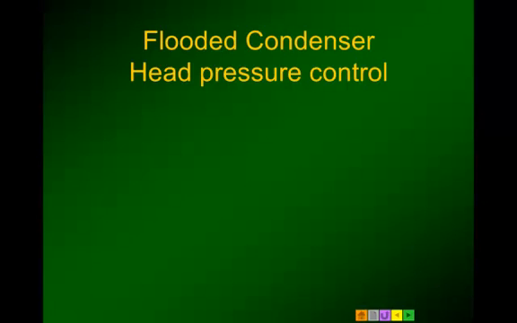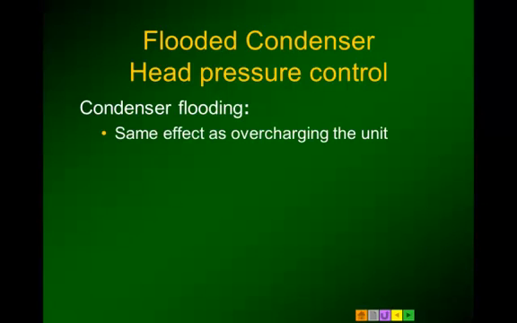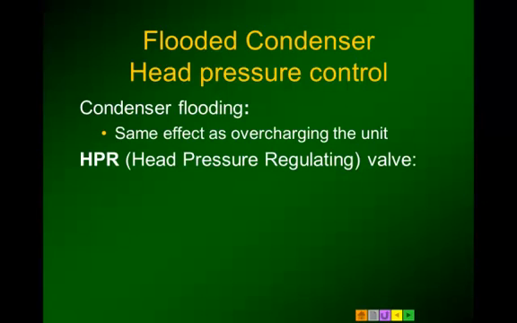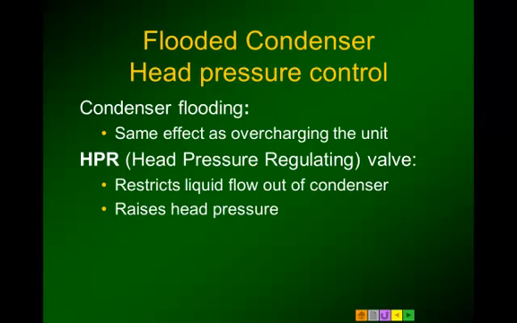The third of three is what is known as a flooded condenser, and it has the same effect as overcharging the unit. We use a head pressure regulating valve, an HPR valve, and what it will do is restrict the liquid flow out of the condenser. So we're actually putting a restriction on the outlet of the condenser so that the liquid can't get out of the condenser as easily. That will keep the head pressure up because we can't get the liquid out of the condenser.